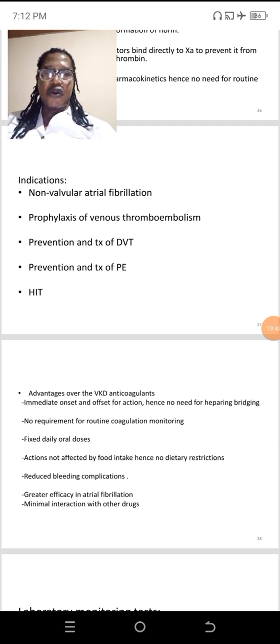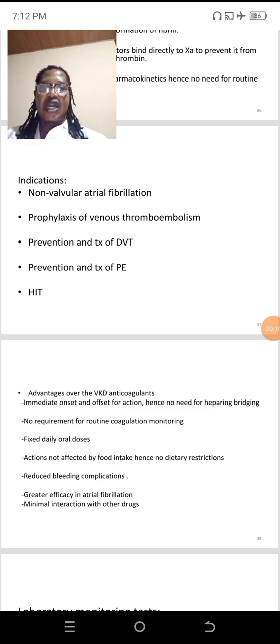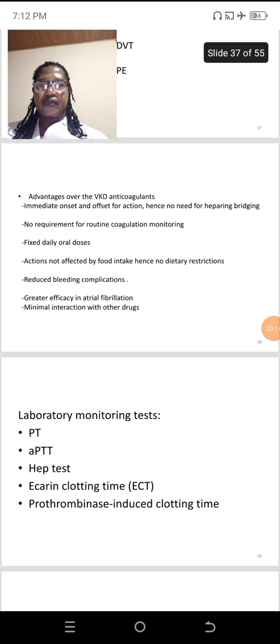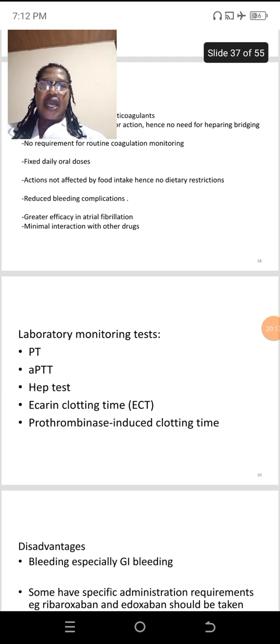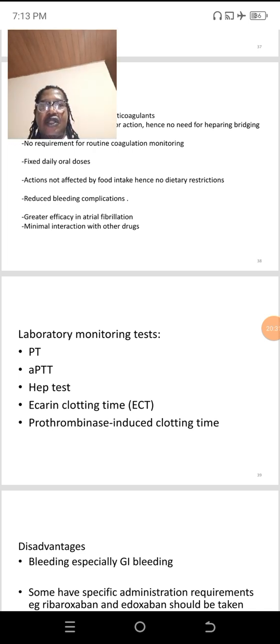Then there is no requirement for routine coagulation monitoring. They have fixed daily doses. Their actions are not affected by food intake. Hence, no dietary restrictions. Then there's reduced bleeding complication. There's greater efficacy in atrial fibrillation, and they have minimal interaction with other drugs. However, in cases where you want to monitor or check their activities, you can use prothrombin time, the activated partial thromboplastin time, and other tests as listed here.